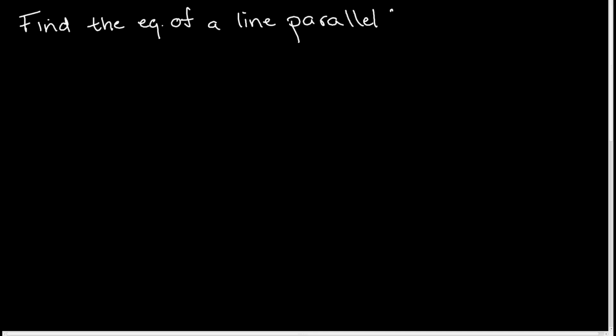So in class we've been talking about finding the equation of a line that's parallel to another line that goes through a specific point. And that's what this little video tutorial is going to be about. We're going to find the equation of a line parallel to another line that goes through a specific point.